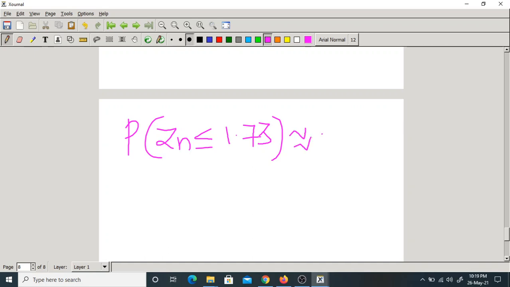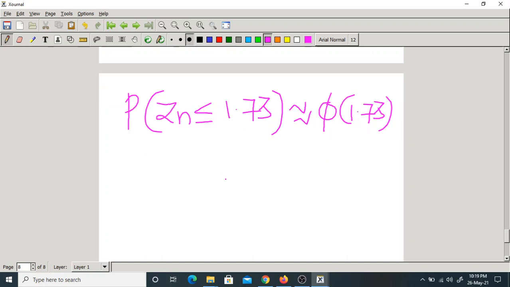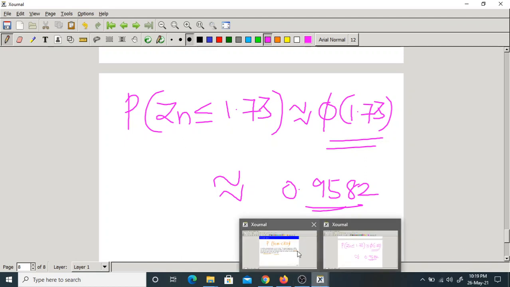So this is approximately equal to phi of 1.73 from the CLT properties. Now this is approximately equal to 0.9582. It is from where? From the standard normal CDF table. Okay. That is about the central limit theorem.